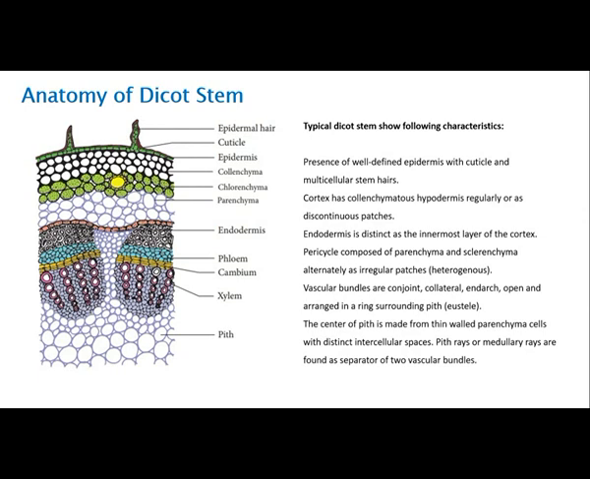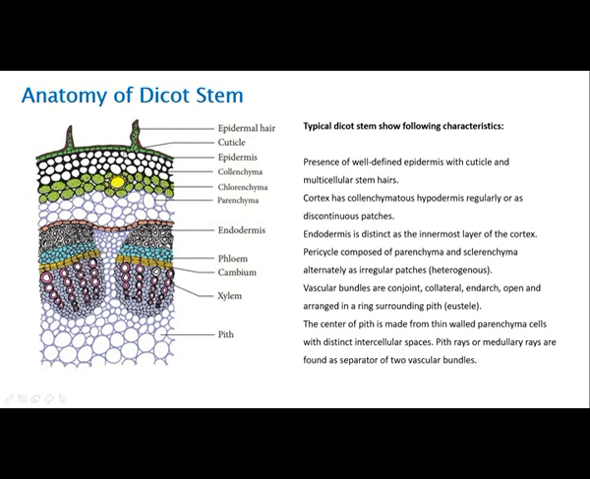The cuticle was absent in case of the dicot root, whereas it is present in case of the dicot stem, and stem hairs are present. Now these stem hairs are multicellular. The root hairs were unicellular, but the stem hairs are multicellular. So remember these few differences. These are very important.